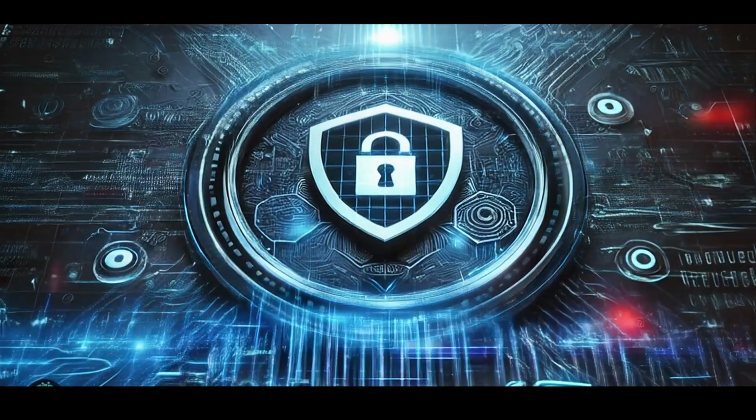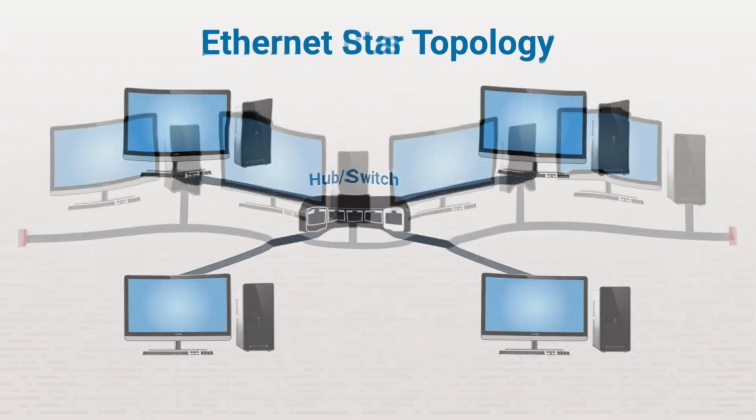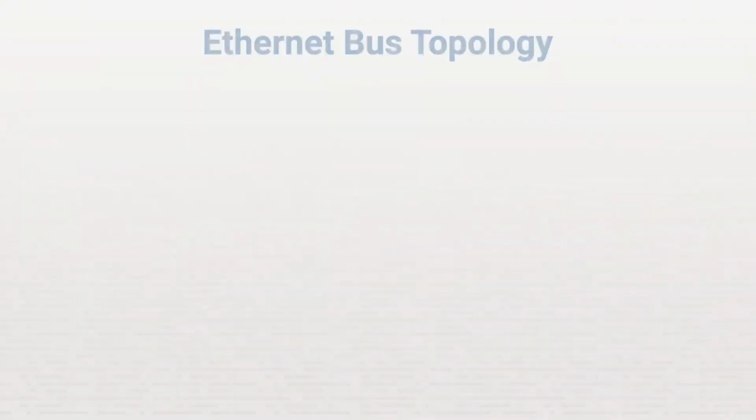In this video, we're going to talk about what makes the Ethernet architecture unique. Let's start by looking at the different Ethernet topologies. Ethernet can be used on one of two physical topologies, bus or star.